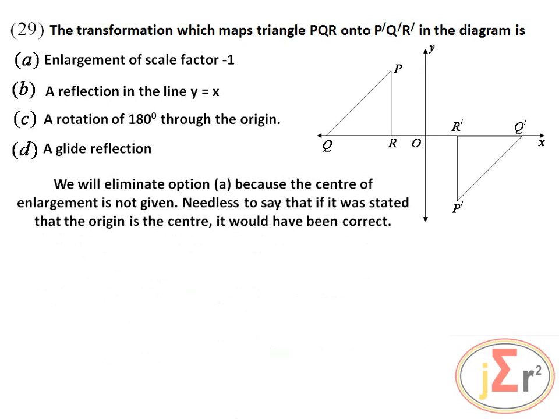We will eliminate option A very speedily because the center of enlargement is not given. Needless to say that if it were stated that the origin is the center, it would have been correct. So, of course, if the origin was stated as the center of enlargement with scale factor -1, it would have represented a possible correct answer. But it says enlargement, and we do not know where the center is. So we have to say goodbye to that option.